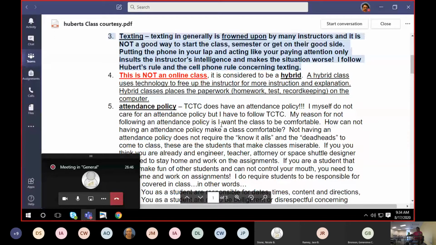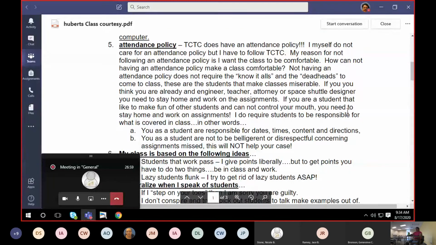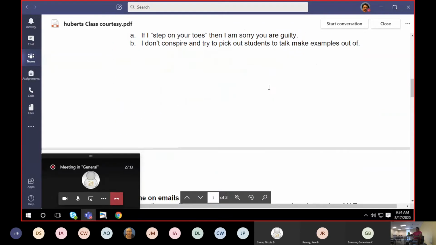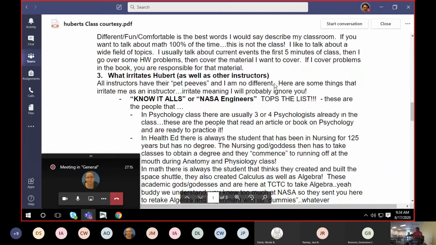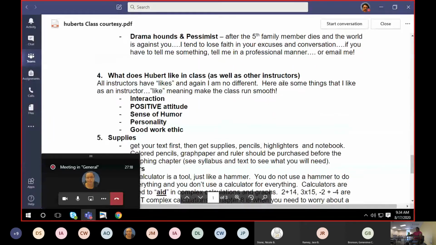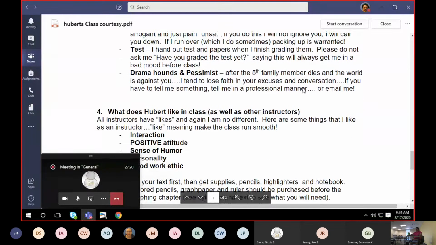I do expect for you to be respectful and mute. If you've got a lot going on in your house or apartment, please hit the mute button. Okay? Attendance policy. That's where I say I don't drop students. I have to take attendance for all the bureaucrats to give them a job here at Tri-County, but I do not care about taking attendance, but I have to. All right? That's a lot of reading that you do on your own.